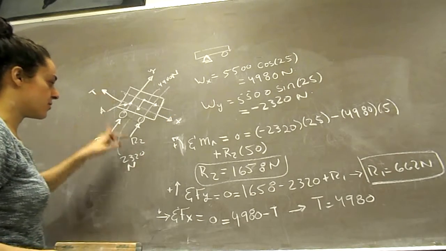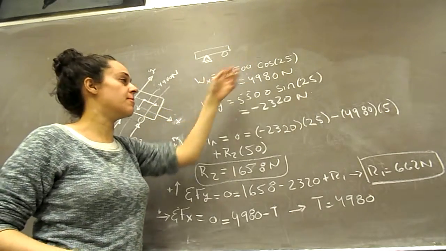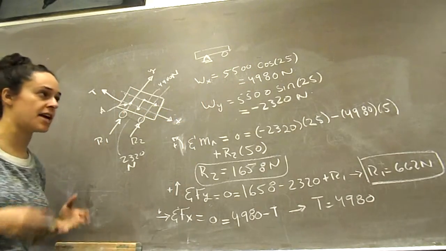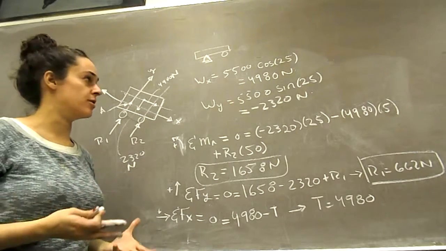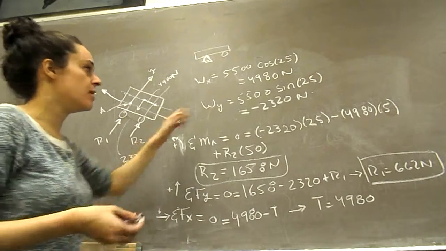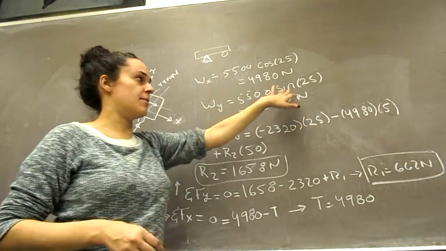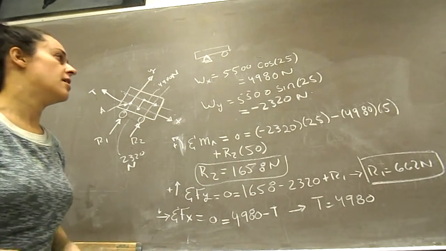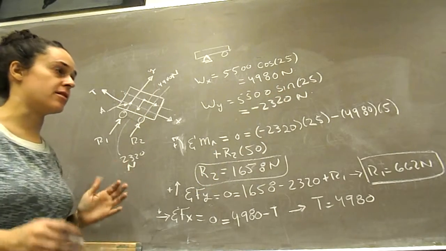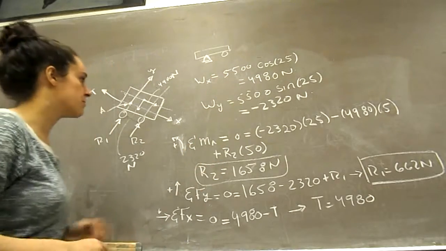I've already decomposed the weight. The weight was 550 newtons, and this one was a little tricky because it told you the angle with respect to the vertical. Usually we do it with respect to the horizontal, so you guys are used to decomposing Wx by sine of 25 and Wy by cosine of the angle. In this case, because it's with respect to the vertical, you would actually use cosine and sine. But simple enough.